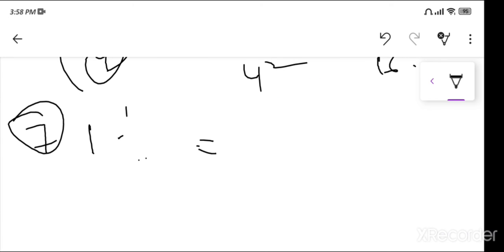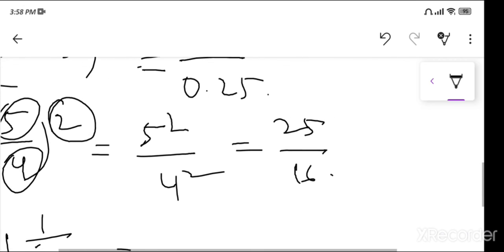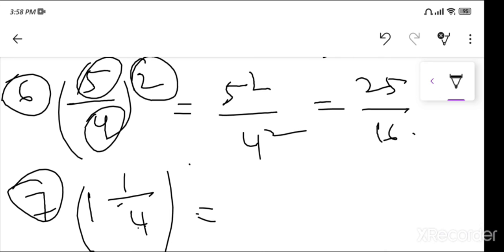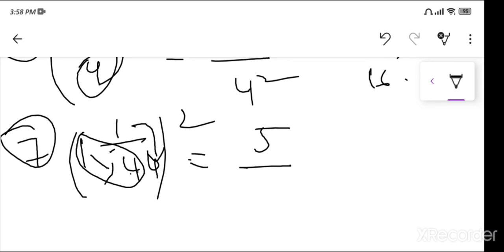1 by 4, whole power 2. So multiply these two, which gives you a 4, and then plus 1 to the answer you got. So this will become 5 by 4. Yeah, 5 by 4 whole power 2.